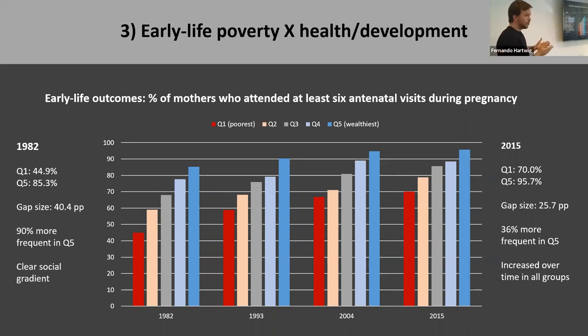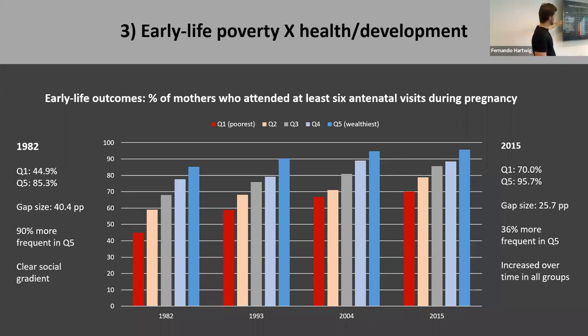So, I mean, the social gradient, it's clear, right? I don't even need to show any p-values here, right? It's clear that the proportion of mothers who attended at least 6 antenatal visits is much lower among the poor than among the wealthy, right? But how did this change over time? Let's try to look at it.